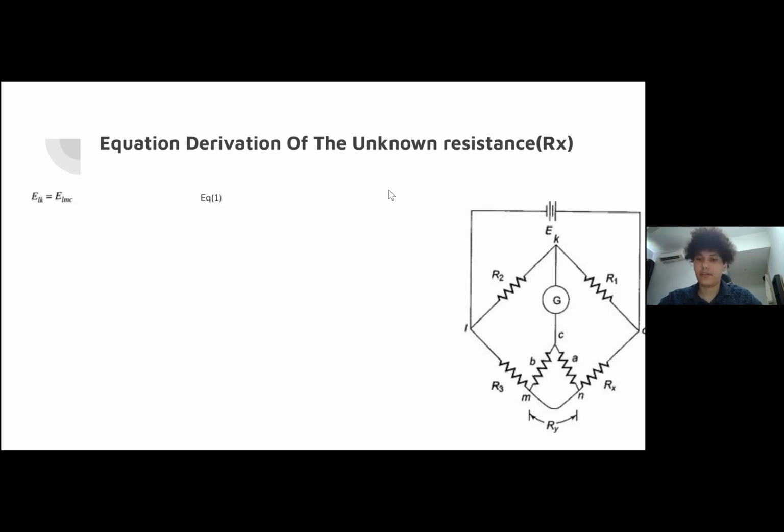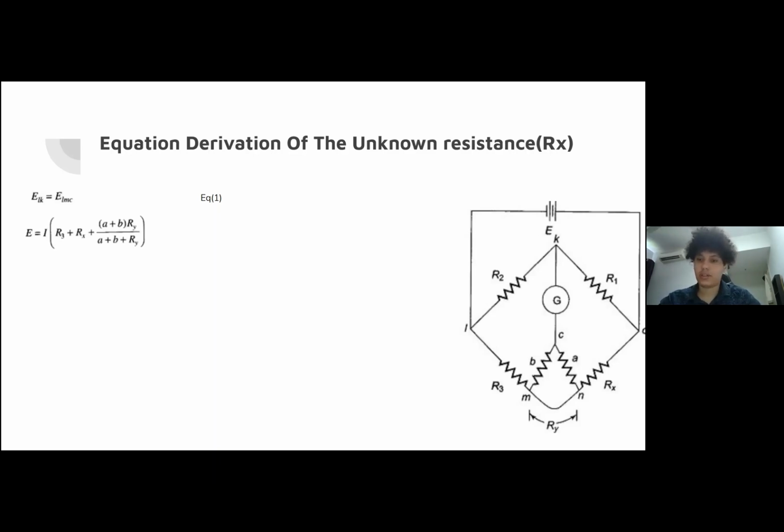We first have to evaluate and see the relationship between the arm IK and the arm IMC. The arm IK is parallel to the arm IMC, so the voltage drop will be equal, as shown in equation number 1.